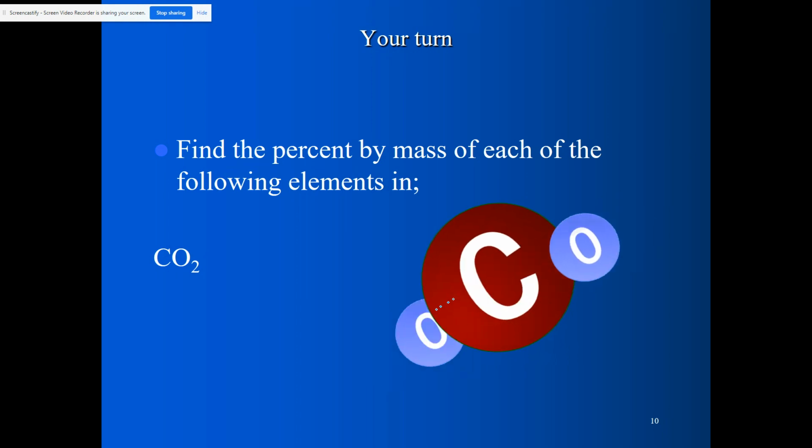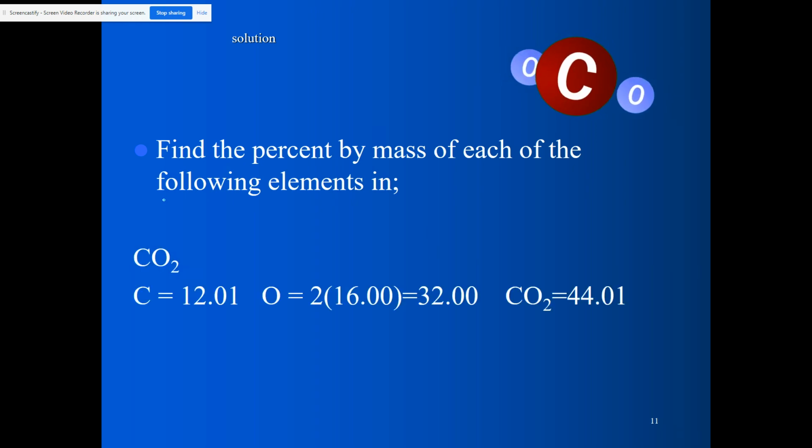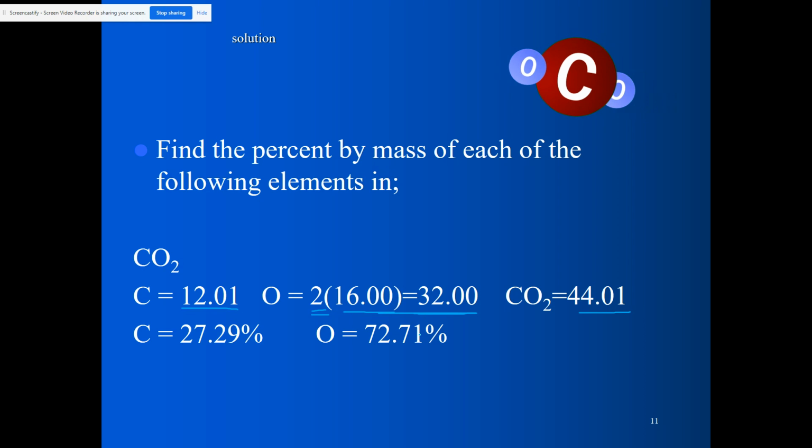If you calculate it all up, here's the solution. Carbon dioxide. Carbon weighs 12.01 grams. Oxygen weighs 16, but remember there's two of them, so there's a total mass of 32 grams of oxygen in carbon dioxide. Add 32 and 12, and I get a total mass of 44.01 for carbon dioxide. Check your answer.